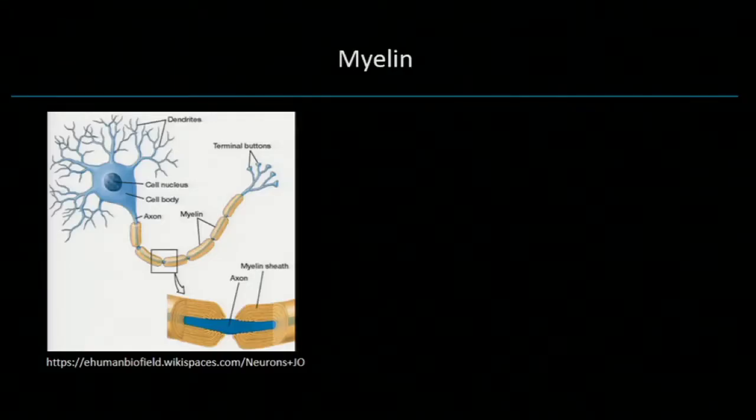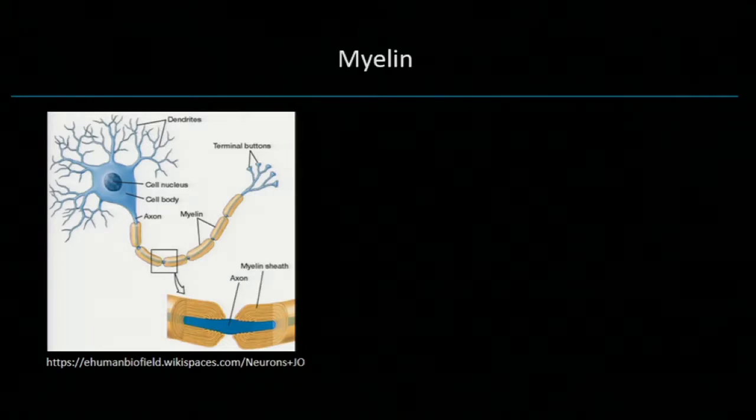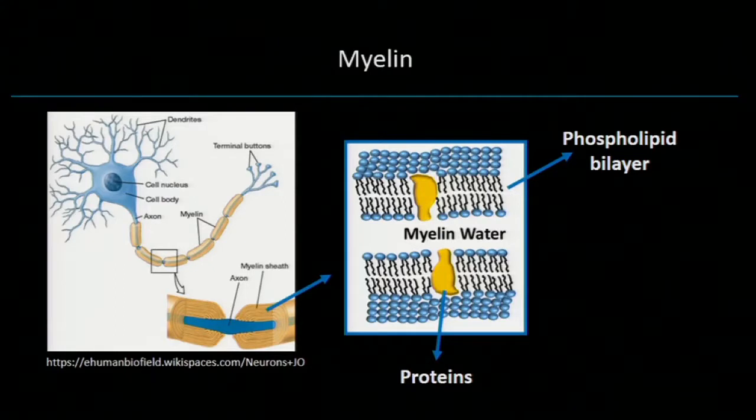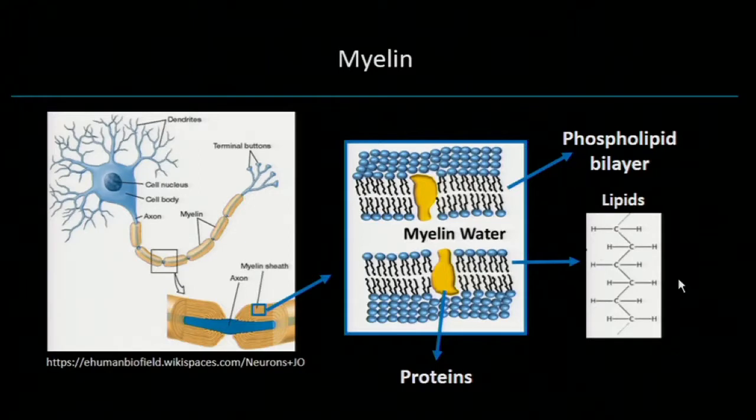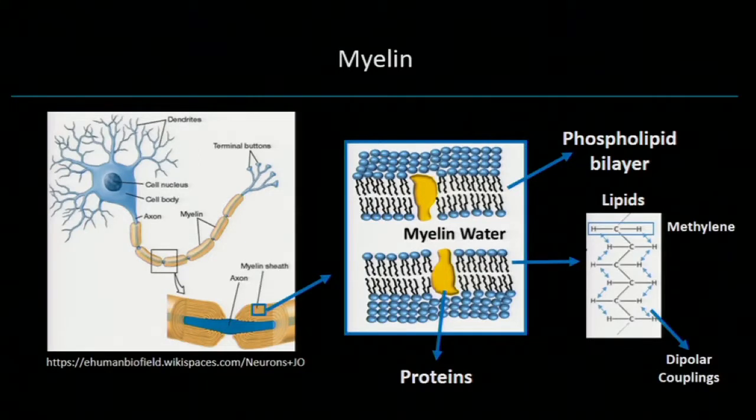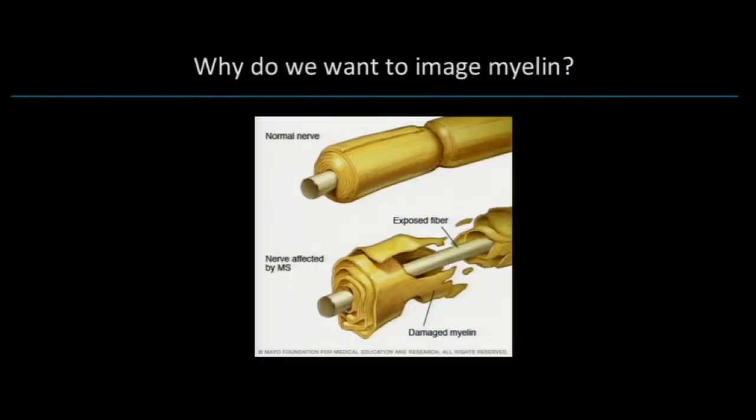So myelin is a membranous structure which is wrapped around the axons of neurons, and its main function is to facilitate the electrical transmission throughout the axons. When we look at the structure of myelin, it consists of a phospholipid bilayer with embedded proteins, and there is myelin water in between these phospholipid bilayers. And the lipid tails of the phospholipid bilayer have dipolar couplings between the hydrogen atoms.